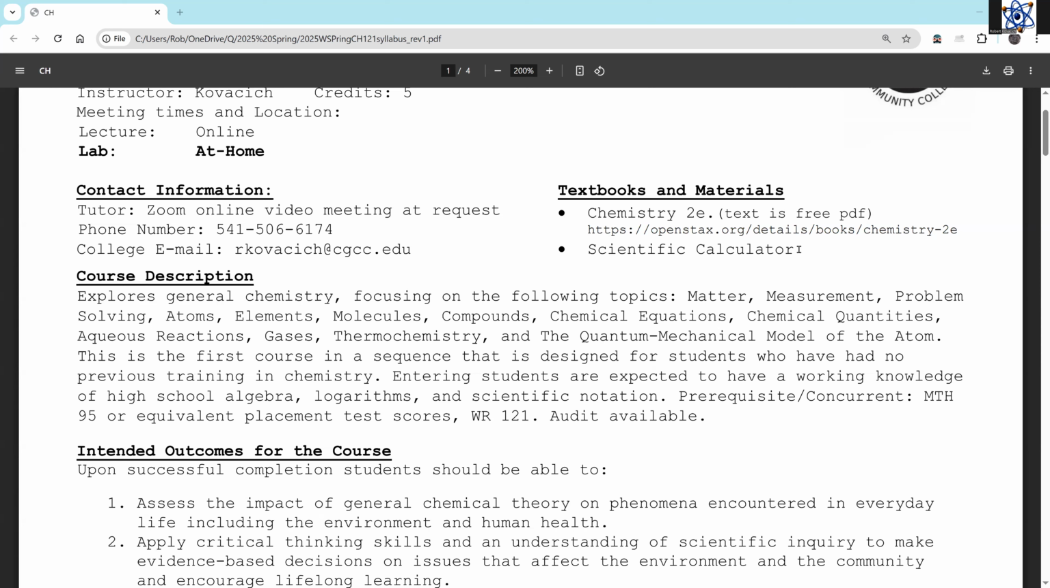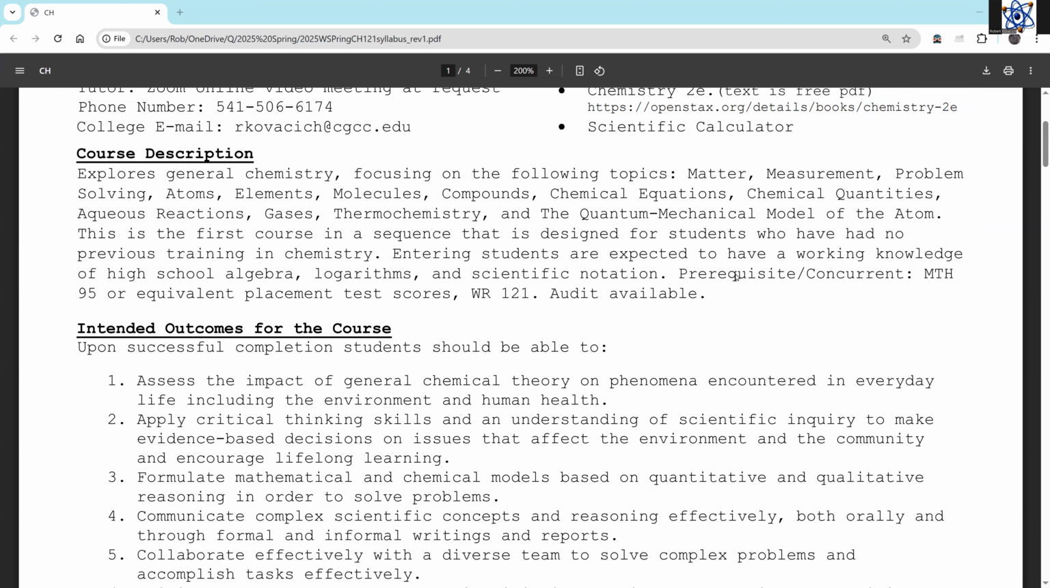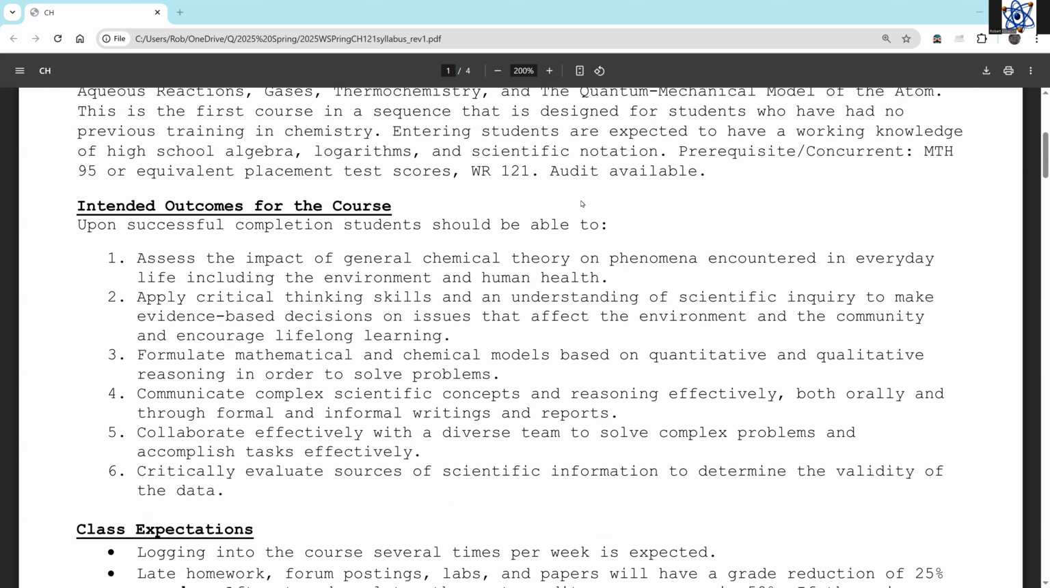So this course is a general chemistry course that is going to assist you with learning about science and learning about how science works. And it's a prerequisite for a lot of classes like Biology 121. You're going to need to have an equivalent score or Math 95 taken concurrently or before, and Writing 121.